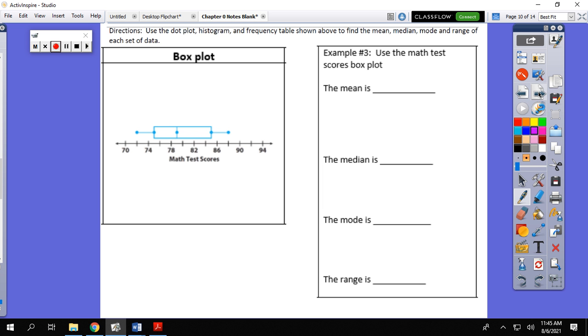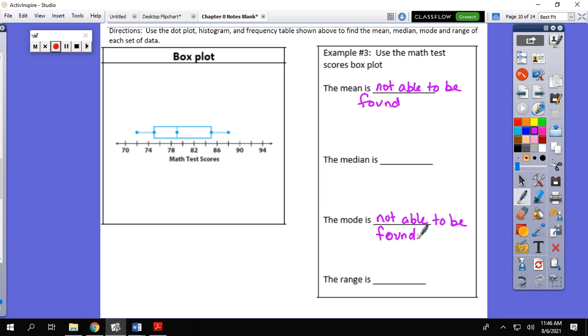Okay, here we do not know what the individual numbers in the data set are. Therefore, we cannot figure the mean. Okay, with a box plot, we are not able to find the mean. That is not possible. It's the same with the mode. If we don't know what the actual data set is, we are not able to find the mean or the mode.